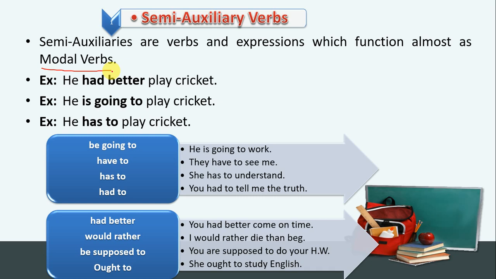You are supposed to do your homework. Be supposed to is used either in simple present tense or simple past tense.